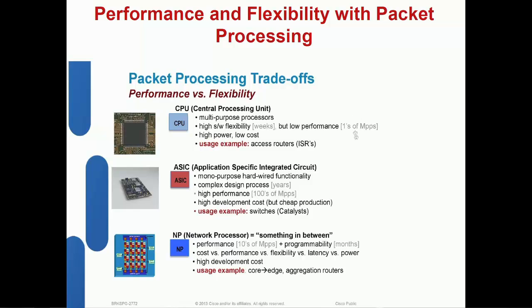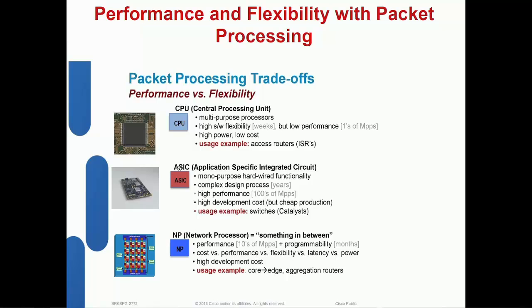So, here is the question that was asked. Why should I need a network processor? Why can't I go with ASICs? This slide actually answers that question. Look at performance versus flexibility. If I have a CPU, you can have multiple processors, and these general purpose CPUs are used in access routers.